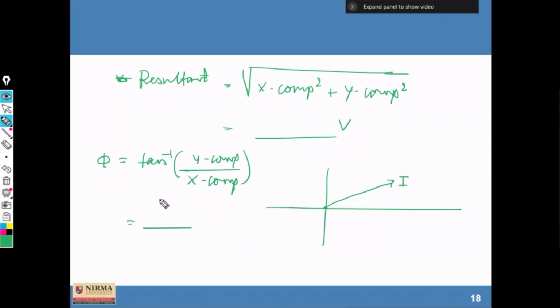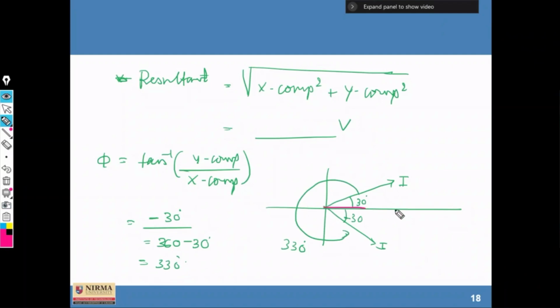And whatever the angle you find, say for example, if you get 30 degrees, fine, then you have to mention that this is at 30 degrees. Suppose if you find minus 30 degrees, then this resultant would be at minus 30 degrees. Or we can say 360 minus 30, 330 degrees. And you can represent this as 330 degrees.